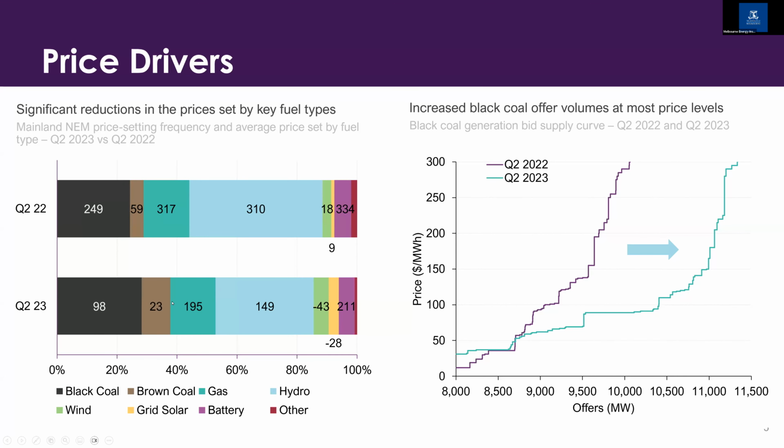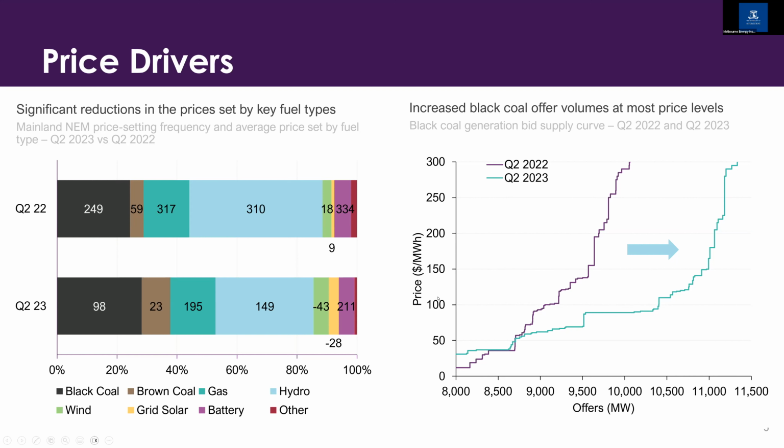Just keeping with the theme about coal generators, the chart on the right shows the average black coal offer volumes for the last two Q2s. So Q2 22 in purple and Q2 23 in teal. The curve has moved to the right. What that means is this year, there are more offers available at the same price than last year.